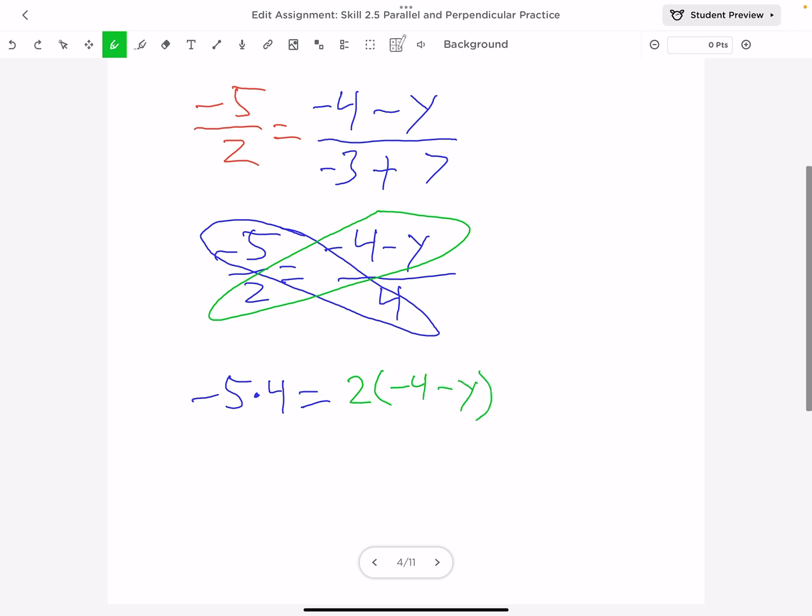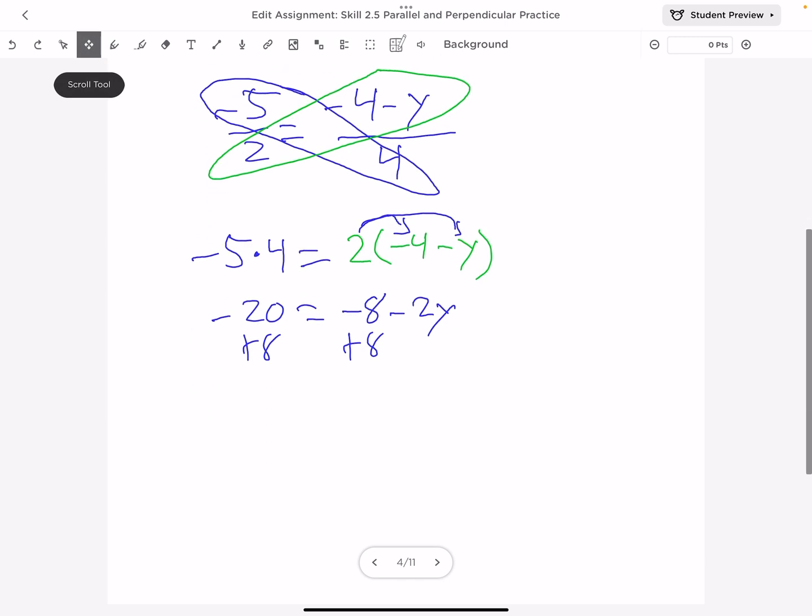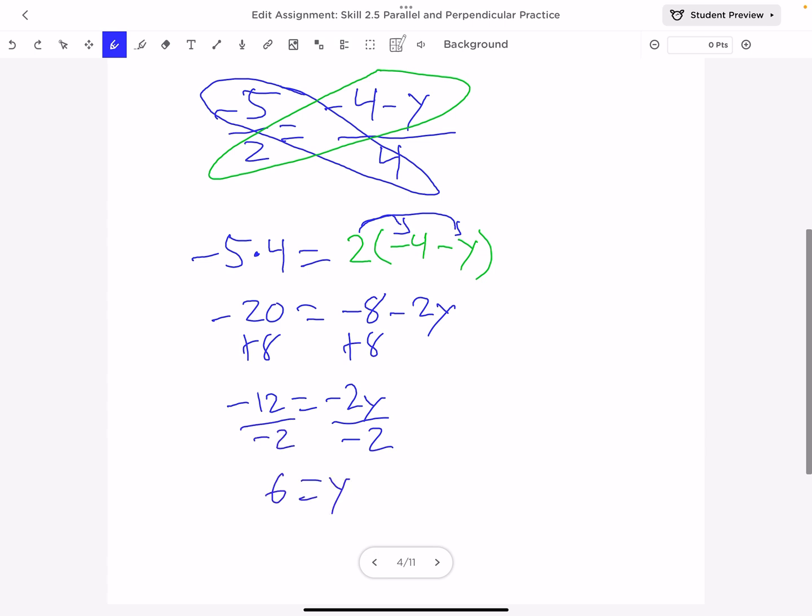And now I have a nice problem that I can just solve. So first I would do negative 5 times 4. That's negative 20. I distribute my 2 to both sides, so I get negative 8 minus 2y. And then I'm just solving for y, so I add 8. I get negative 12 is equal to negative 2y, divide by negative 2, divide by negative 2, and I get 6 is equal to y. And I can rewrite it like this, y is equal to 6.